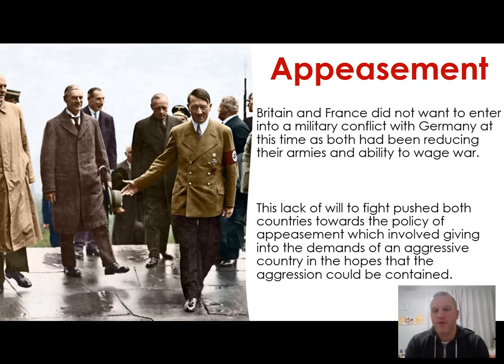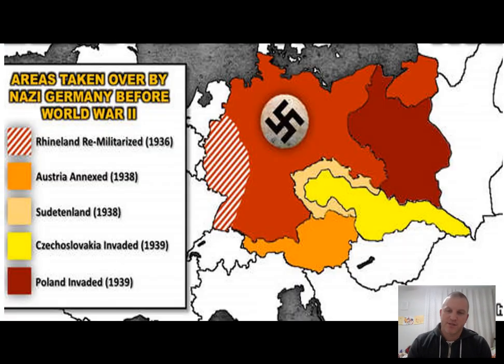Because they lacked the will to fight, they had this policy of appeasement, trying to just keep everyone happy in order to prevent a European war, because they don't think they can actually go into it. So what brings this about is a couple of incidents. Firstly, in 1936, Hitler remilitarizes the Rhineland.